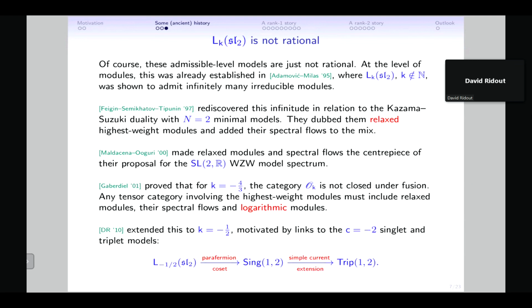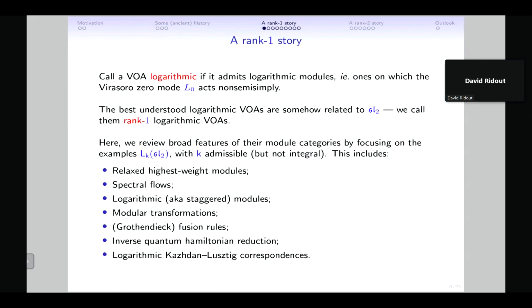All right. And there's also historically a bit of work done for k equals -1/2, which of course has strong relations to the beta-gamma system. So lots of interest on many fronts. All right, so that's the ancient history. It's already chewed up a fair bit of time. So let me get on with the rank 1 story. If you have any questions, please feel free to ask at any point.